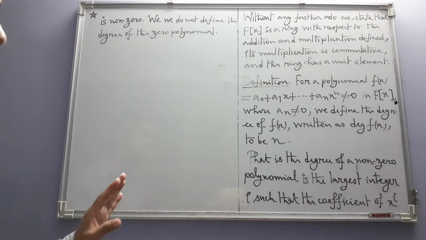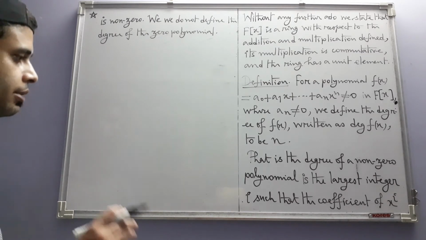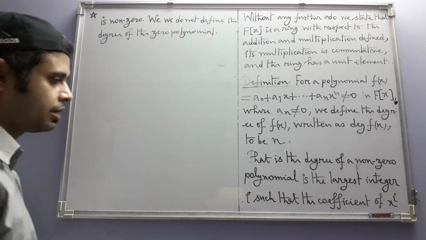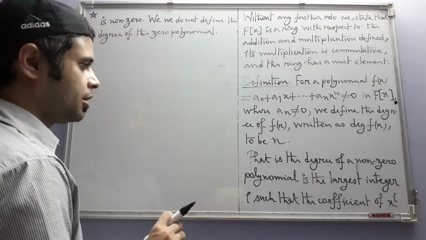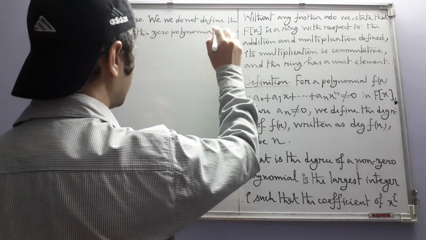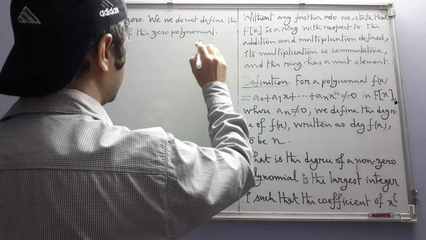Some also don't define the degree of the zero polynomial at all. So that's the convention we are going to follow here. For us, the zero polynomial has no degree, no concept of degree associated with it.